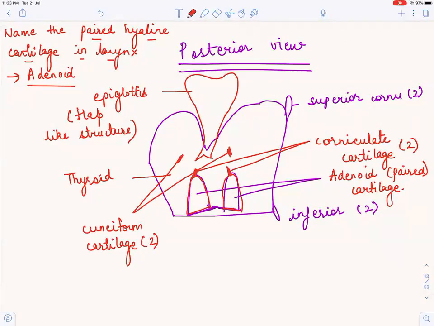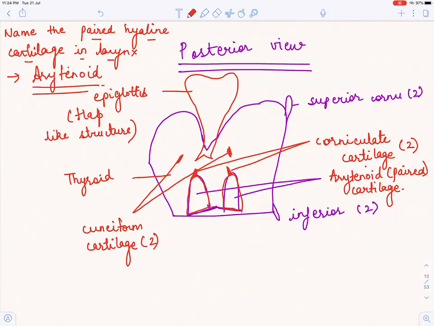I'm so sorry, not adenoid, arytenoid. This is the arytenoid cartilage, not adenoid. Why I wrote this, I don't know. This is arytenoid. Sorry.